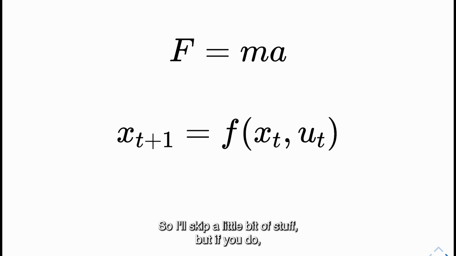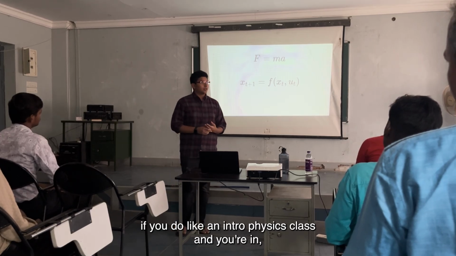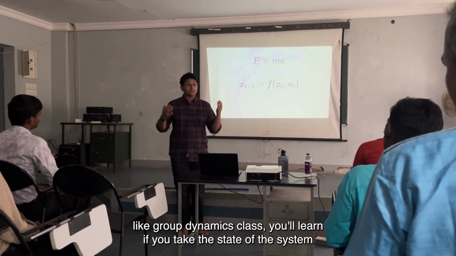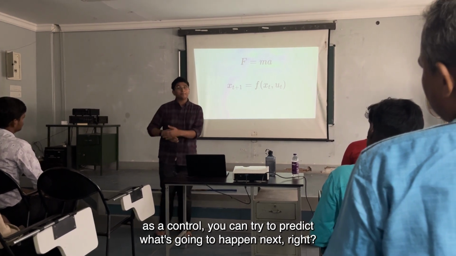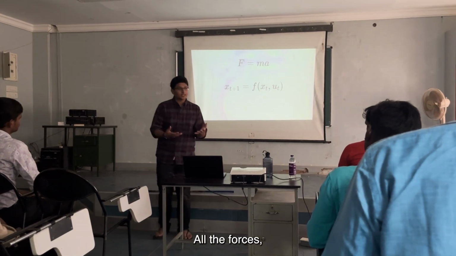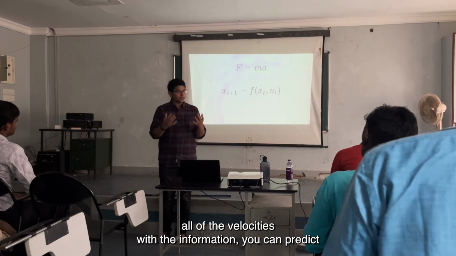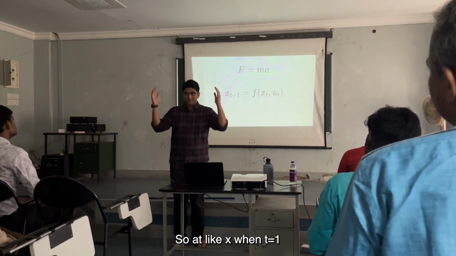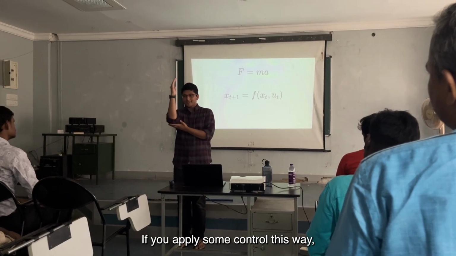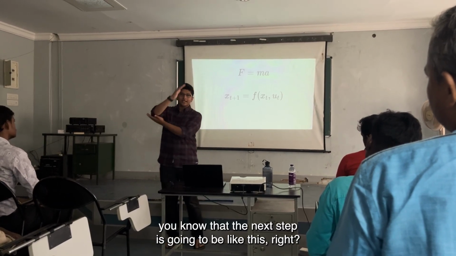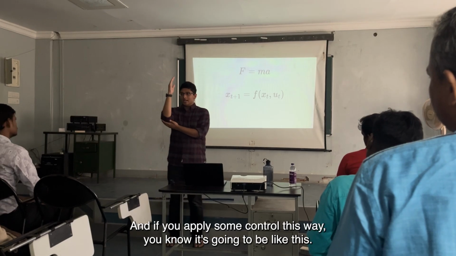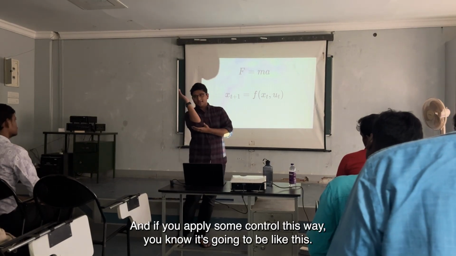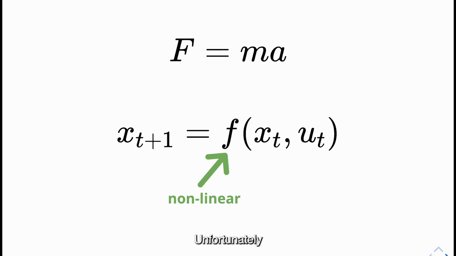So I'll skip a little bit of this stuff, but if you take an intro physics class or your dynamics class, you'll learn that if you take the state of the system and some control, you can predict what's going to happen next, right? All the forces, all of the velocities, with that information you can predict what's going to happen in the next time step. So at x, with t equals 1, if you apply some control this way, you know the next step is going to be like this, right? And if you apply some control this way, you know it's going to be like this. Okay. Unfortunately, this function is what's called nonlinear.